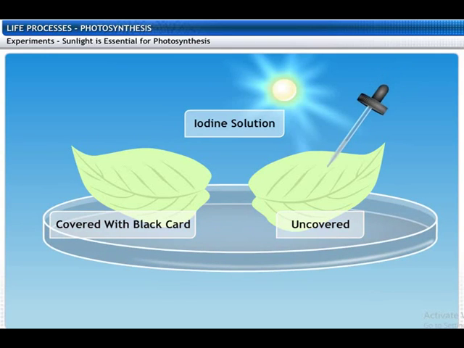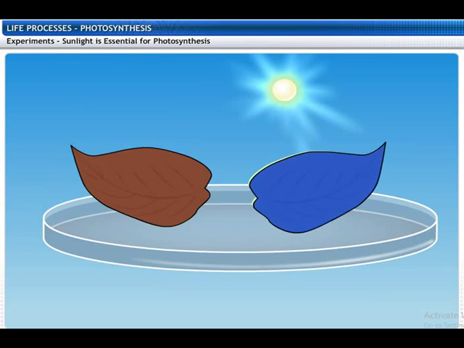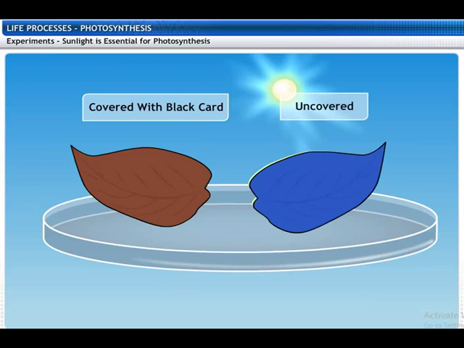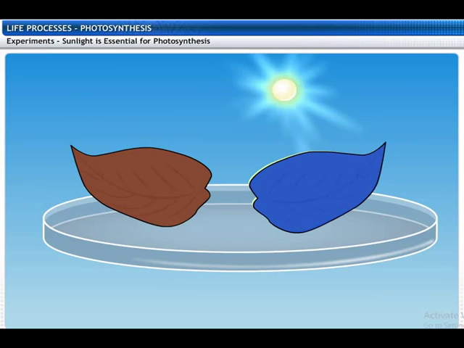Place the leaves in a dish and pour iodine solution over them. You will find that the leaf which had been covered with the black card becomes brown. The uncovered leaf becomes blue-black, indicating the presence of starch. Since the leaf of the plant that was exposed to sunlight turned blue-black, you can conclude that light is essential for photosynthesis.